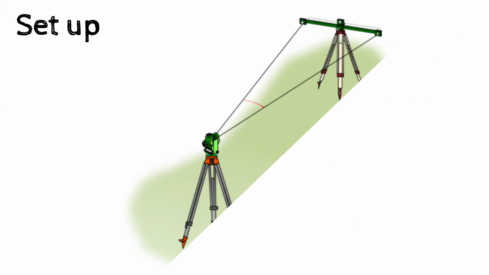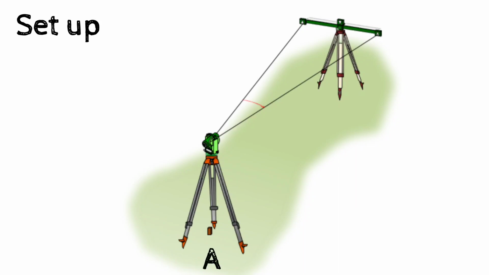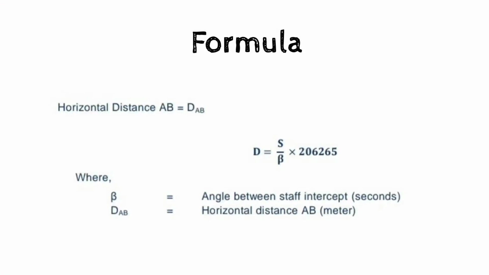Let us understand the setup. We have to find the distance between A and B. A is instrument station, B is a Subtense Bar station, S is fixed intercept, and beta is horizontal angle measured at two sighting targets. For Subtense Bar method, the D is calculated by S by beta.